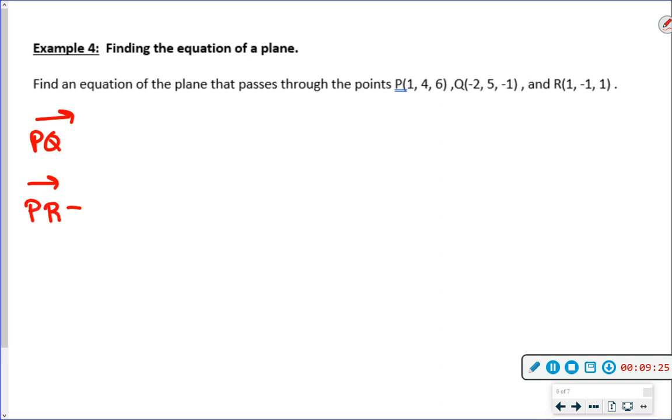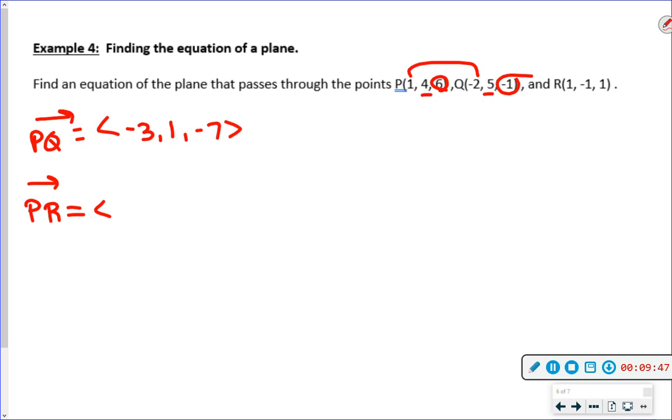So first mission, we're going to make our vectors. So we can all do that. That's pretty simple. So P to Q, 1 to -2, down 3, 4 to 5, up 1, and then 6 to -1, we went down 7.